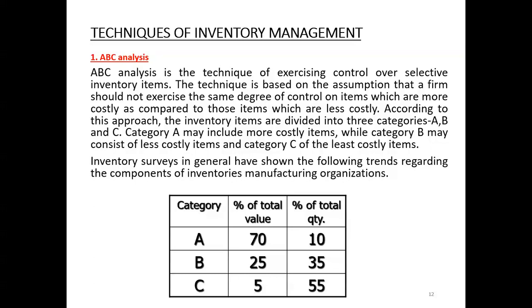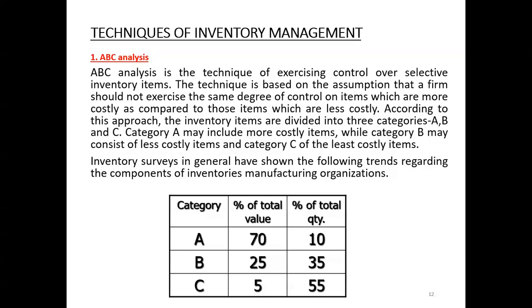Those items have more value. Category A includes items which are about 70% of the value and only 10% of the quantity, whereas B is 25% and 35%, and C is 5% and 70%. These are the different quantities available, but the total value is very high. In general, the percentages may vary a bit depending on the nature of the organization.